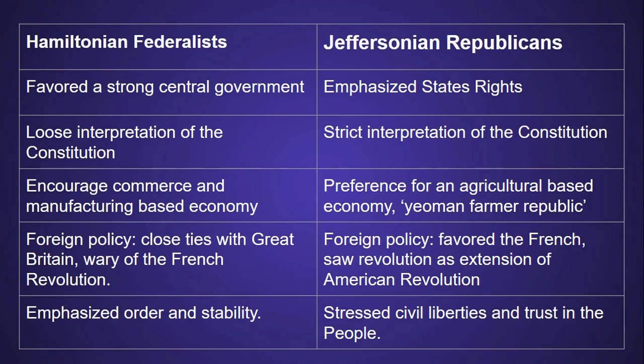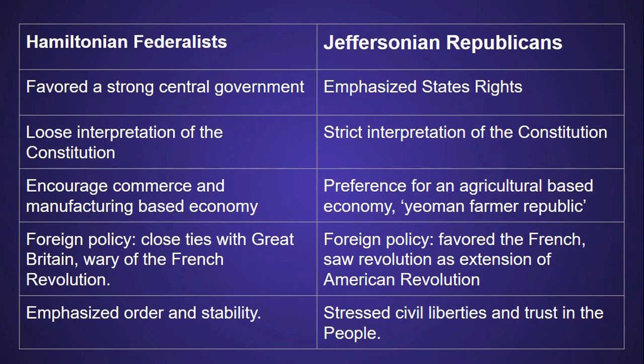In foreign policy, they could not be more different as well, and tensions will be really high between the two camps on this topic. The Hamiltonians favored the British as a source of stability and because of a common heritage, despite the ill will over the recent Revolutionary War, while the Jeffersonians favored the French, signaling both France's support of the American Revolution, and they felt the French Revolution was an extension of the American Revolution.